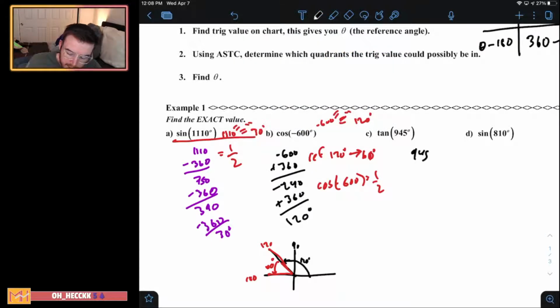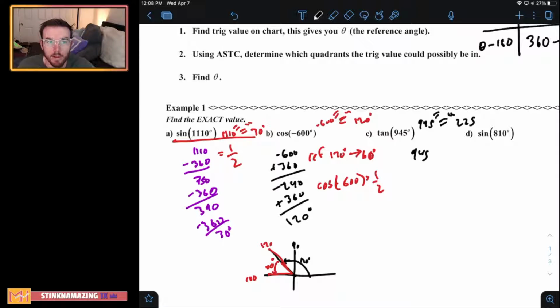945, let's shrink this down a little bit. Instead of writing minus 360 three times over, I'm just going to do it till I get to a small number. So 945 minus 360 is 585, minus 360 is 225, minus 360, oh, I'm into the negatives now. So I'm going to add that 360 back, and I get 225. So 945 is sort of equal to 225.